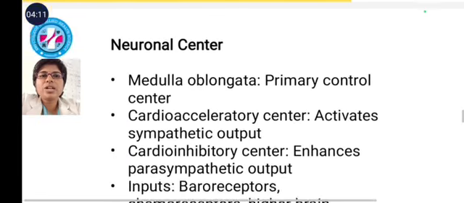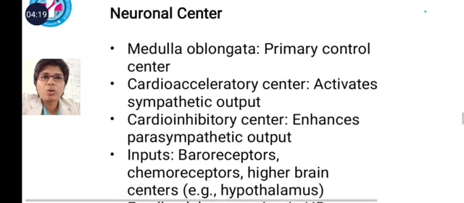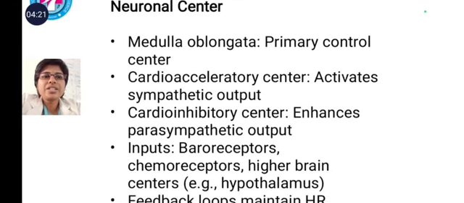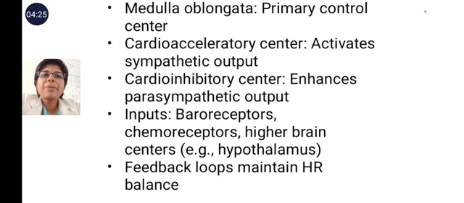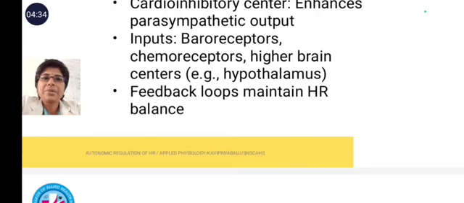For neural control, the medulla oblongata is the primary control center, and the cardiac acceleratory center activates the sympathetic output. The cardio inhibitory center enhances the parasympathetic output. The inputs are from baroreceptors and chemoreceptors, and from higher centers in the brain, for example the hypothalamus. These loops maintain heart rate balance.